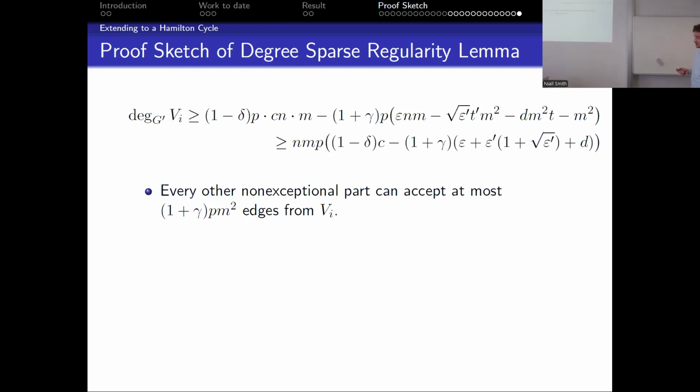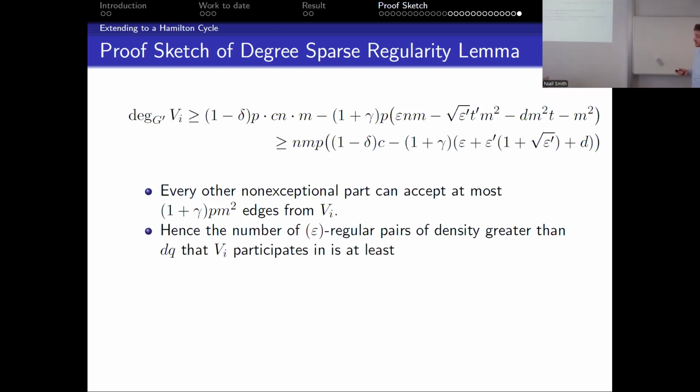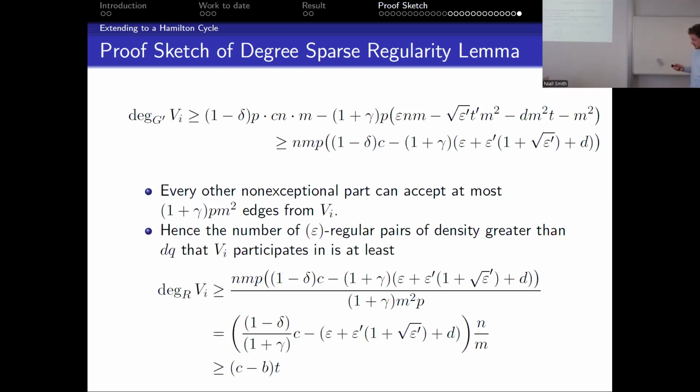each other part can accept this many half edges from this V_i. So the number of sparse epsilon-regular pairs with density greater than dq that V_i can participate in is at least this. We put the sum on the top and what another part can accept on the bottom. So all of the constants end up in here, and the p's cancel.